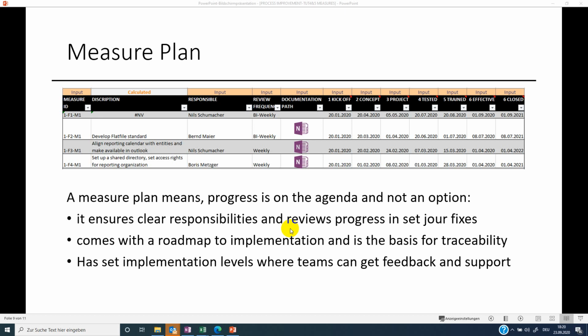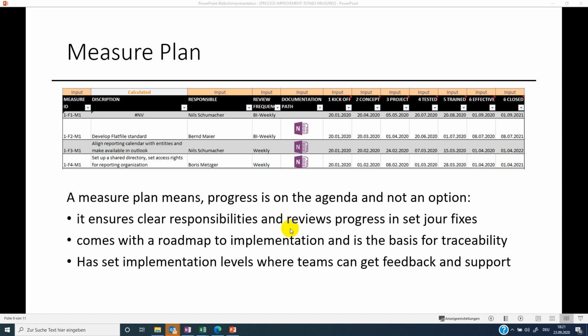Review frequency is very important. As I said, most of the time the organization is skeptical when we're talking about process redesign, and everything is more important than this process redesign. And if you're not following up on that with a good frequency, your process redesign will most likely fall asleep, and you don't want that. There's also a stage model, or an implementation level model, that is explained later on, and we need, of course, a roadmap to see until when we can close which measure.